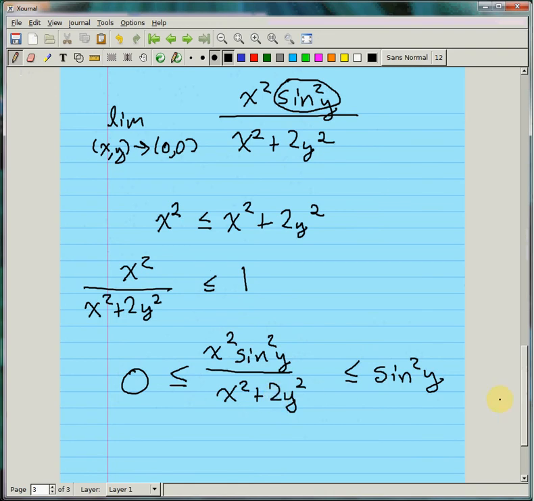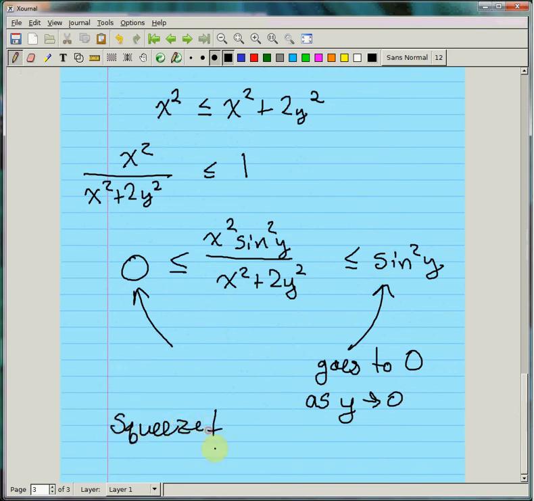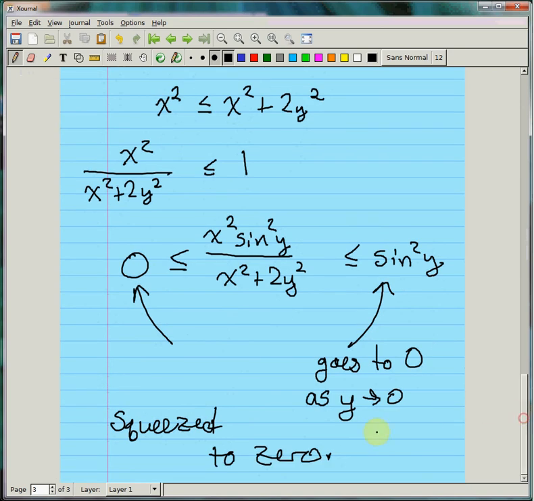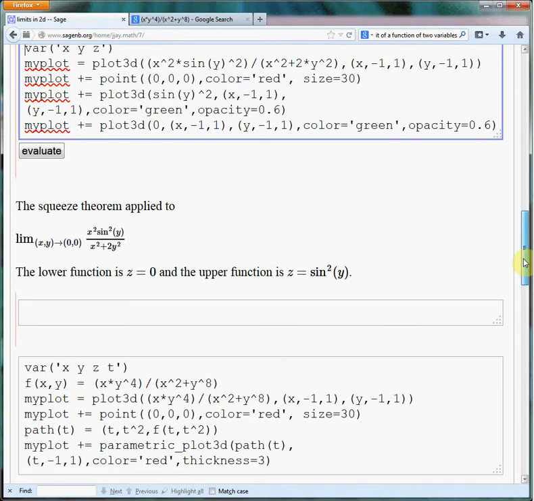Right, and so now we can just ask ourselves what happens to these extremes as (x, y) goes to 0. So as y goes to 0, this goes to 0. And this thing already is 0, so the middle part is squeezed to 0. Squeezed to 0. Okay, and that is the argument. I haven't written everything out as nicely as I should have, maybe. Let's look at the picture that goes along with that.